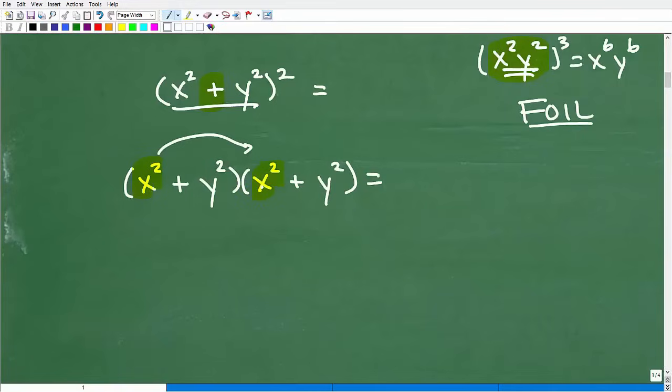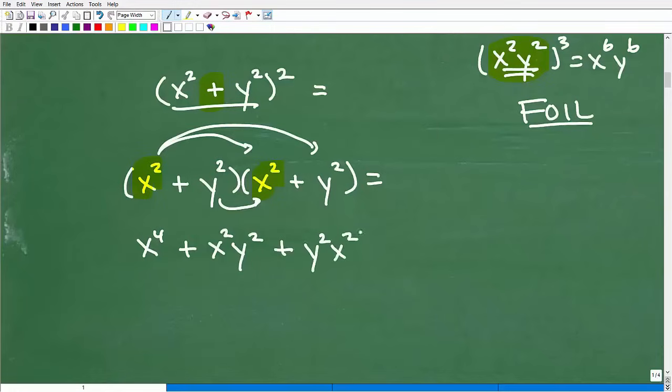So x squared times x squared is what? Well, x squared times x squared is x squared squared. As long as you know that this is going to be x to the 4th power, that's what really counts. Now we have x squared times y squared, so we can write that as x squared y squared. Then we have y squared times x squared, so we can write that as y squared x squared. And then we have y squared times y squared, which of course would be y to the 4th power.